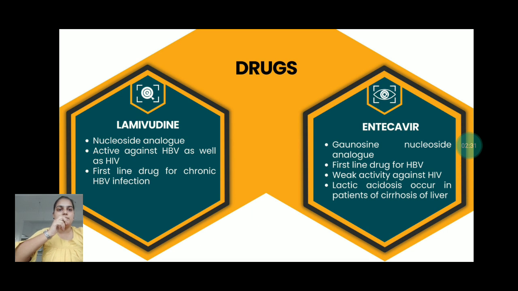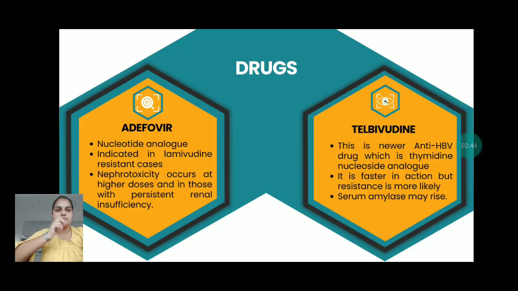The adverse drug reaction of entecavir is that it causes lactic acidosis in patients with cirrhosis of the liver. These are the two first line drugs. Now the next, adefovir. It is a nucleotide analog. First we saw nucleoside, this is a nucleotide analog. It is indicated in lamivudine resistant cases. The adverse drug reaction of adefovir is nephrotoxicity, which occurs on higher doses and in those with persistent renal insufficiency. This is a very bad side effect of adefovir.